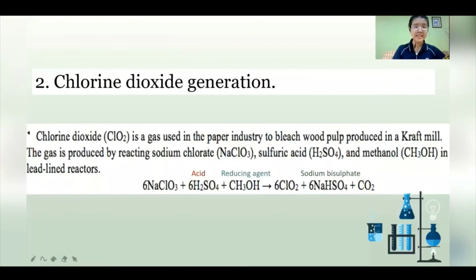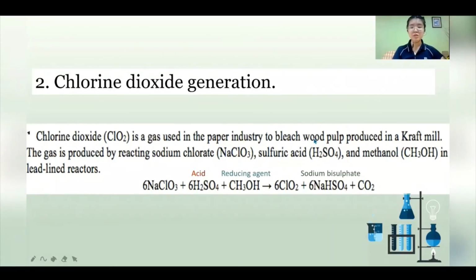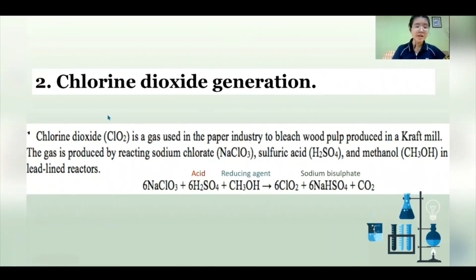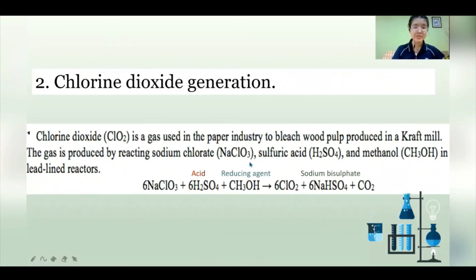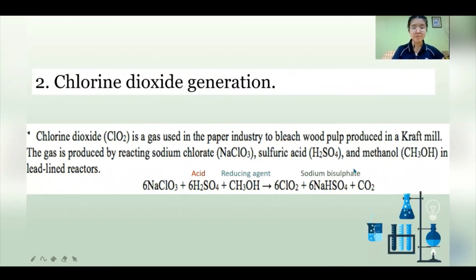Next is chlorine dioxide generation. Chlorine dioxide is very necessary for the paper industry to bleach wood pulp. So this is how the brown wood turns into the white paper that we see today. So how do we produce it? We use sodium chloride to react with one type of acid. We use sulfuric acid here, and one type of reducing agent. We often use methanol or hydrogen peroxide to produce 6 molecules of chlorine dioxide and 6 molecules of sodium bisulfate, and also carbon dioxide.